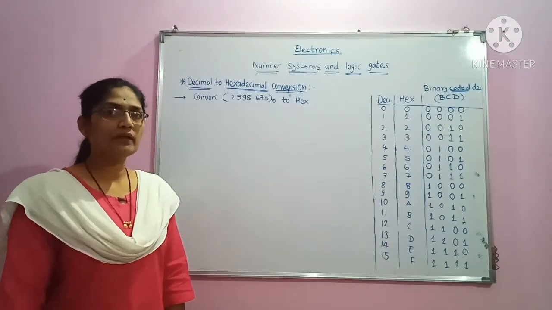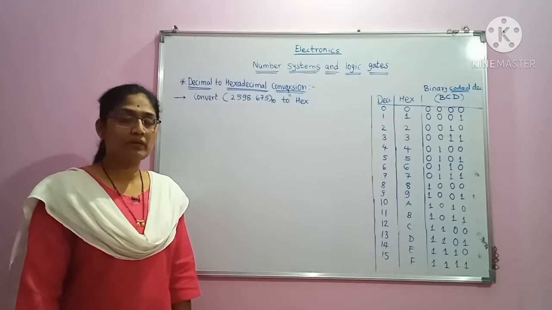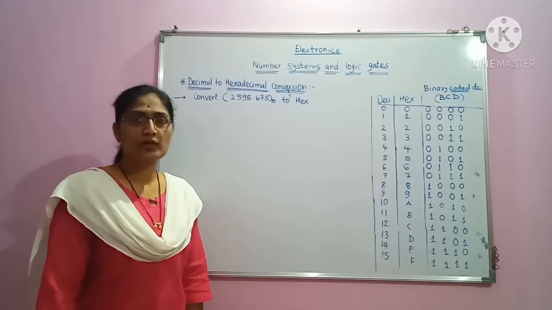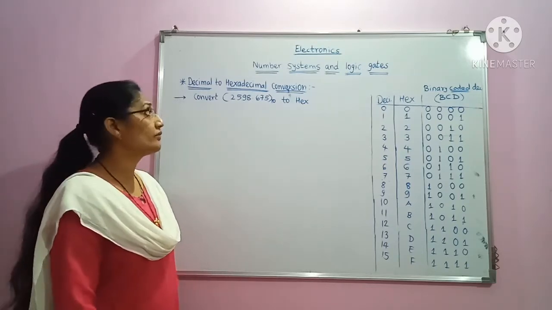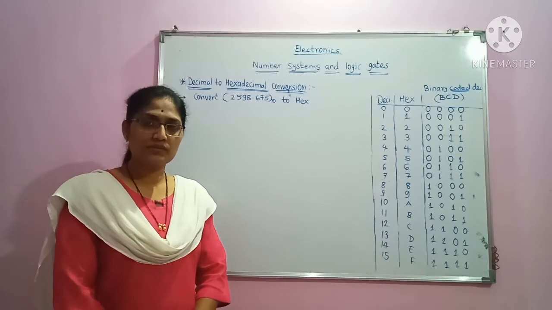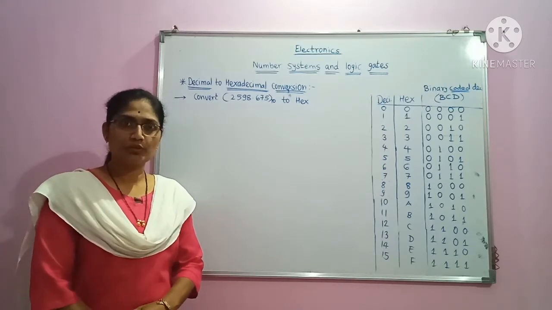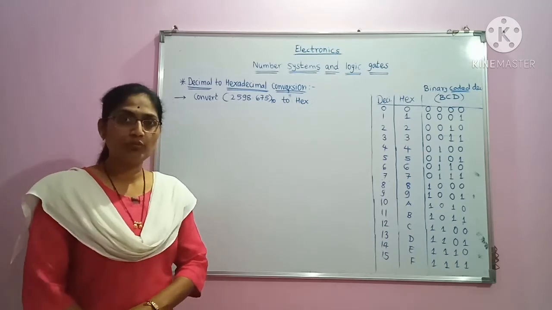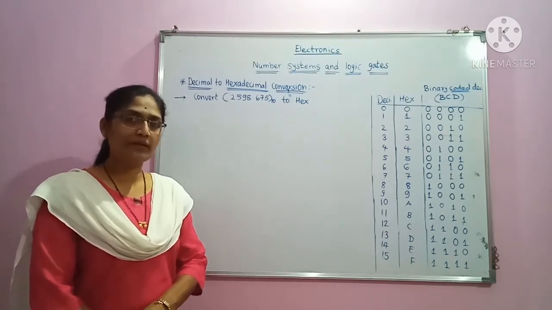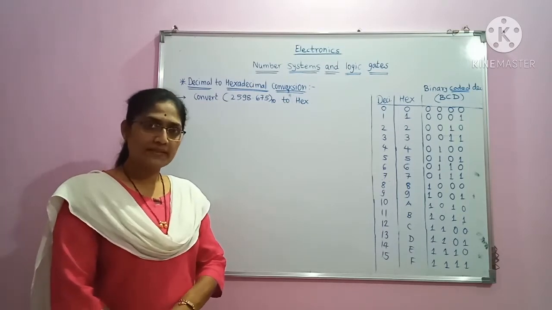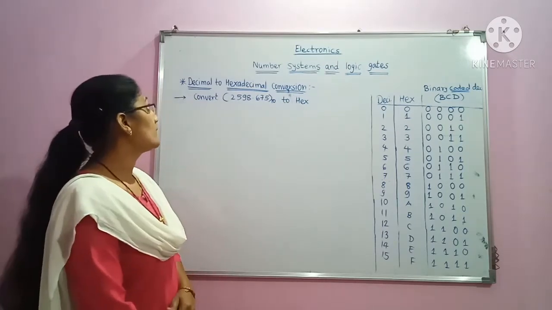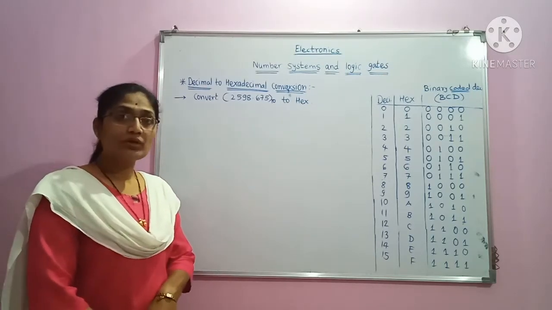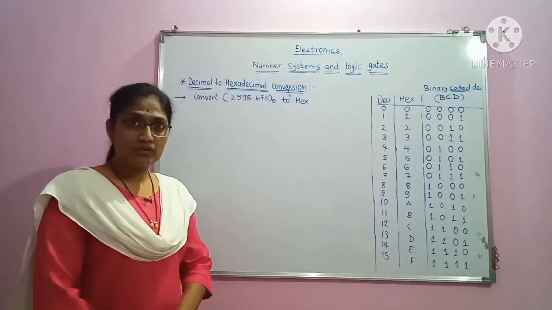Myself Dr. Bharati Patil. We have started our chapter related to our subject electronics, and in that we have started number systems and logic gates. Up till now we have covered various points related to number systems: decimal number system, binary number system, their respective conversion, then hexadecimal number system, hexadecimal to binary, binary to hexadecimal, then hexadecimal to decimal we have seen. Now in today's lecture we will see how to convert decimal to hexadecimal number system.